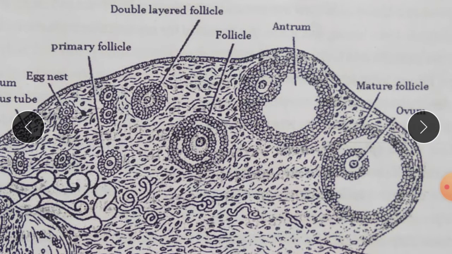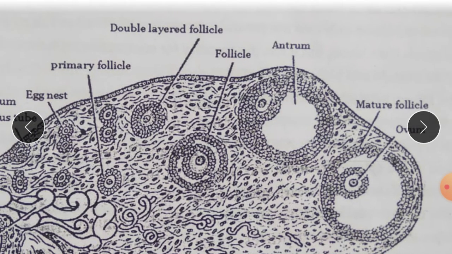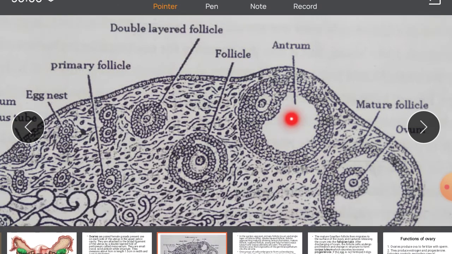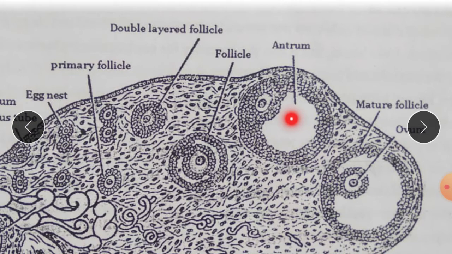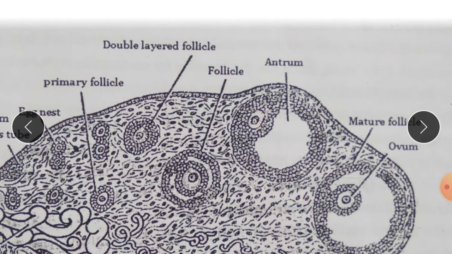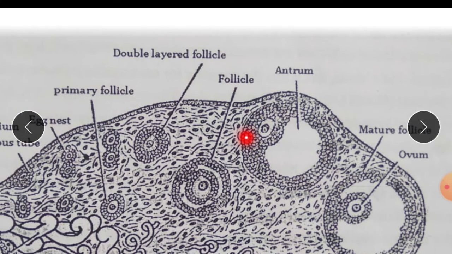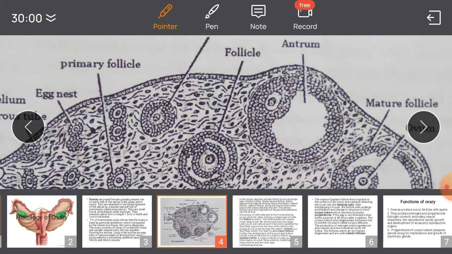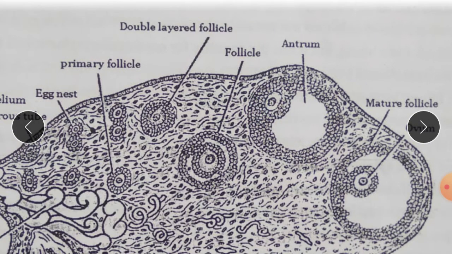This is a secondary or tertiary follicle. Here antrum is present. Antrum is the cavity, the space, and this space is filled with liquor folliculi, the follicular fluid. This is the ovum, and this ovum is surrounded by these follicular cells or granulosa layer. This is also called the granulosa layer, antrum.